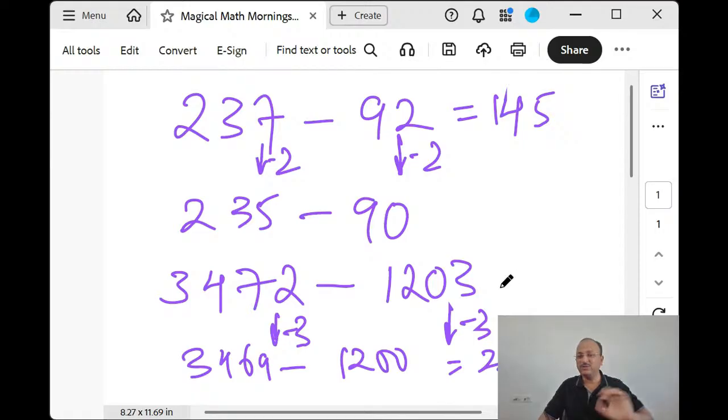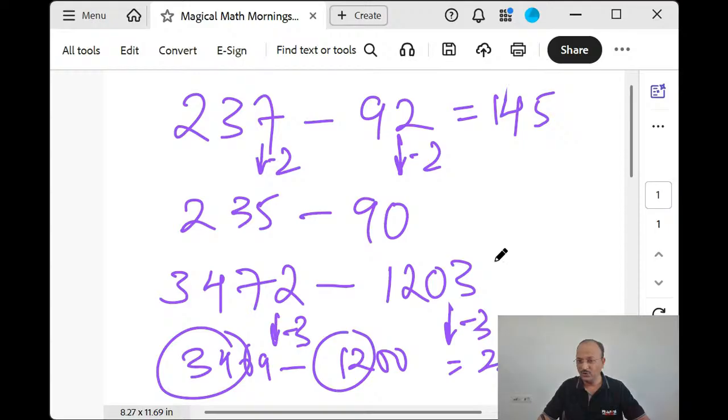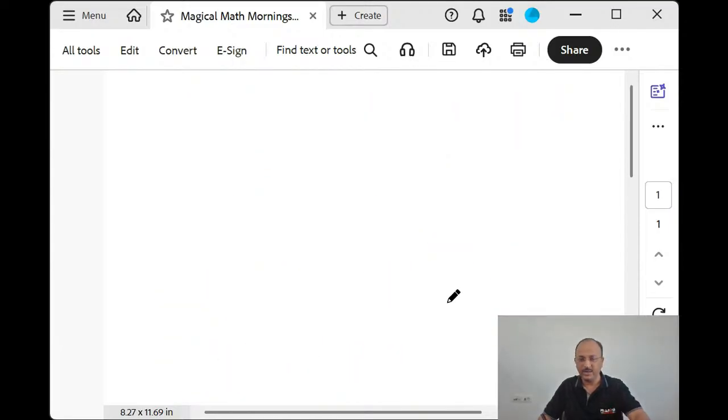Just with practice, you are going to become perfect in these things. 3469 minus 1200 is, we are going to subtract only these two. 34 minus 12, it is 22. 69 will remain as it is. No addition. See here, whenever the number is above the nearest 100, we are subtracting. Okay. Whenever the number is below the 100, we are going to add to the main number. Okay. It's okay. Initially, we'll make a little confusion. We may get confused, but with a little practice, we'll become very perfect.